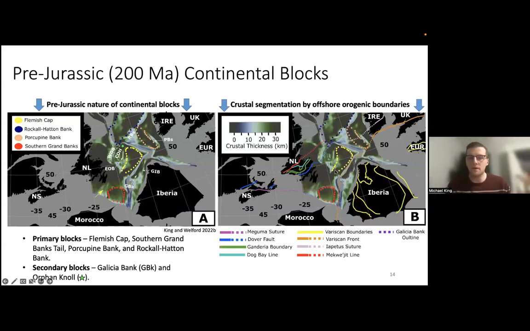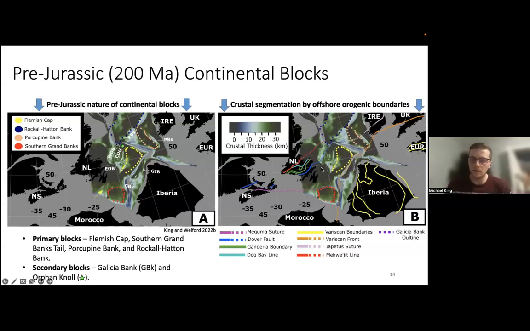We're almost done here. One of the other things I want to talk about is the crustal segmentation that we're seeing and the variability in the crustal thickness template. If we look at the right-hand side here in panel B, we can see that a lot of the crustal thickness trends and segmentation that we're seeing also align with potentially where we're seeing these onshore to offshore Paleozoic terrain boundaries. And that's something that we've been looking at quite a bit lately.